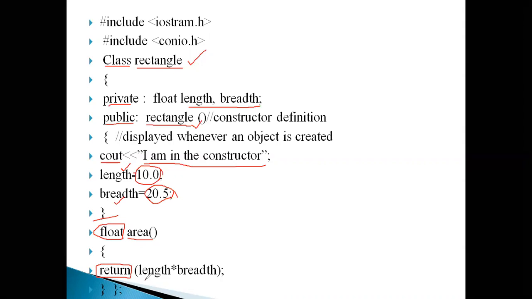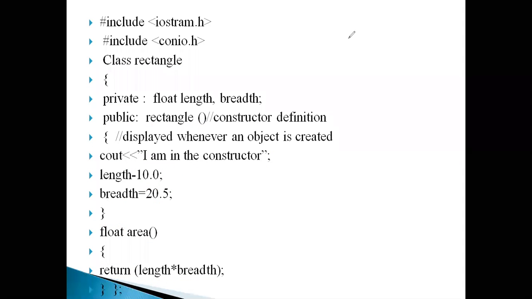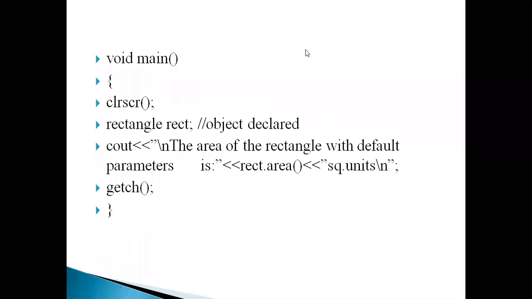So return length into breadth. So that is 10.0 into 20.5. So that value will be returned. And then close the member function. Then close the class. Now we'll execute this program by defining the main function.